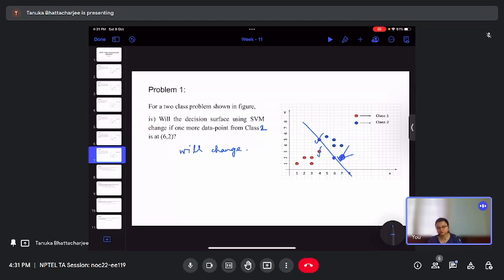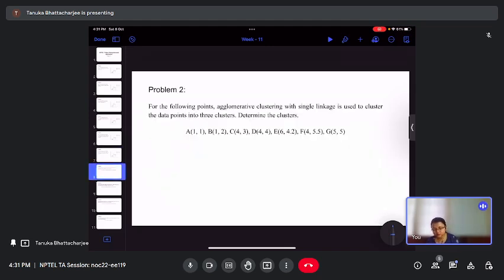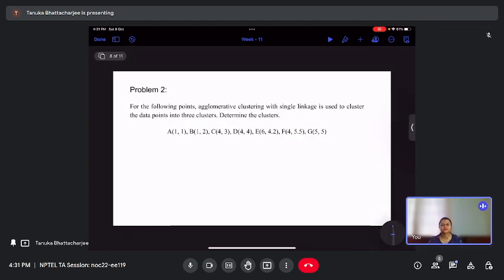Okay, since I do not see any question, we will move on to the next problem. Next, we will solve some problems on agglomerative clustering. The single linkage, complete linkage, average linkage, all these algorithms we will see.